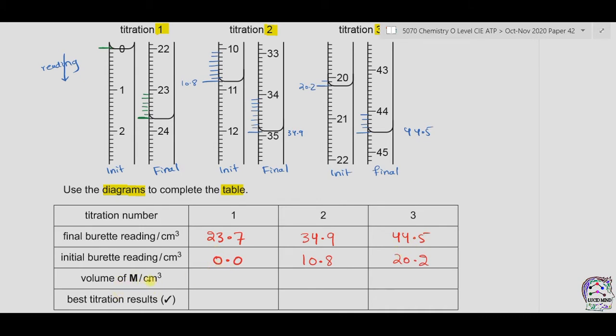Now the volume of M can be obtained by subtracting these 2 readings. So 23.7 minus 0.0, we have 23.7. 34.9 minus 10.8, now the value is 24.1. Similarly, subtracting 44.5 with 20.2, the reading is 24.3. Next is the best titration results. So the values that are closer together will be the best titration results. First is 23.7, second is 24.1 and then we have 24.3. So as these two are close together, these will be the best titration results.